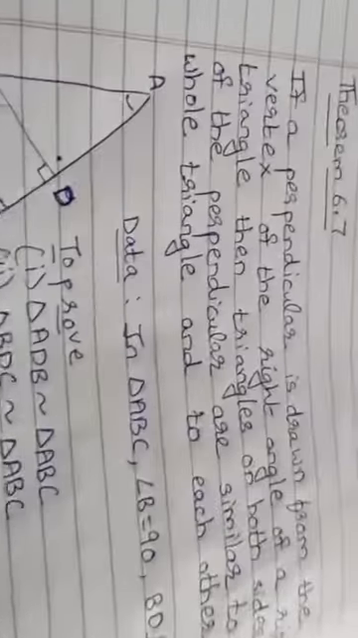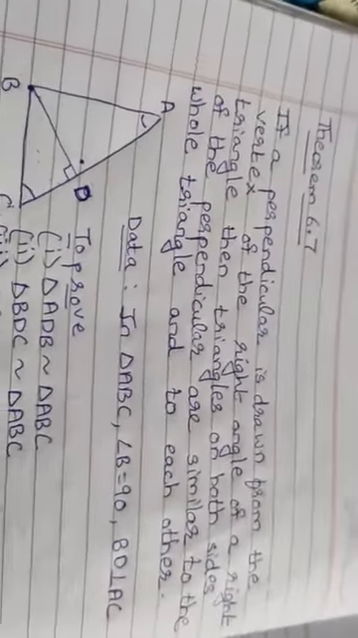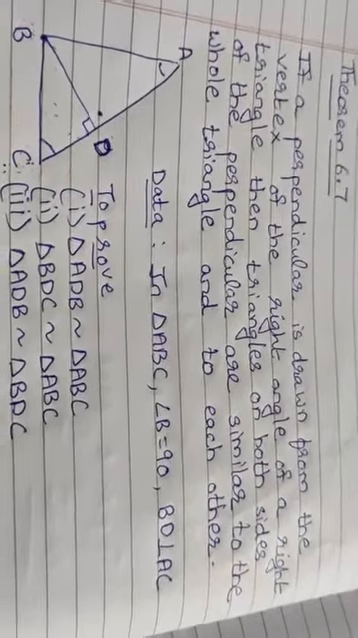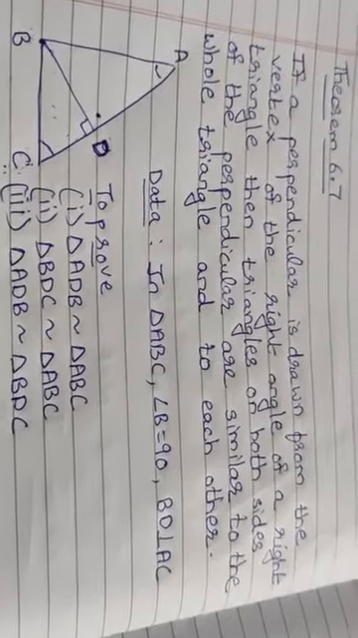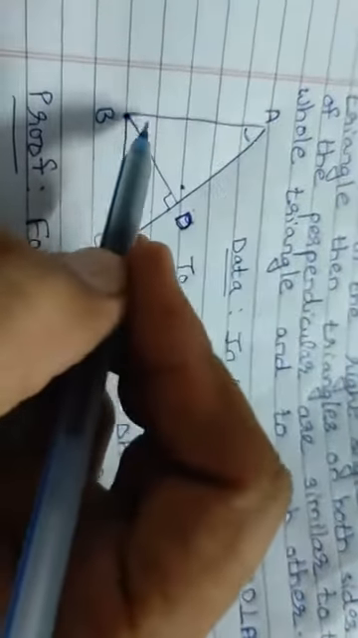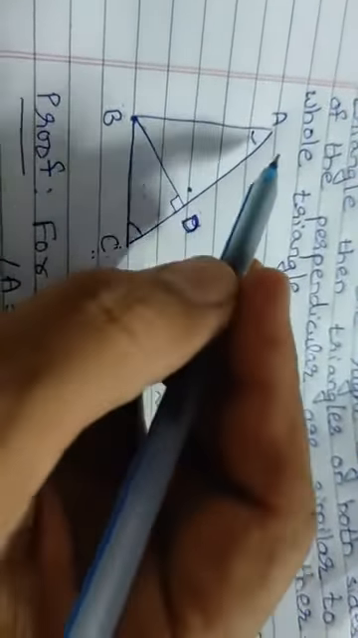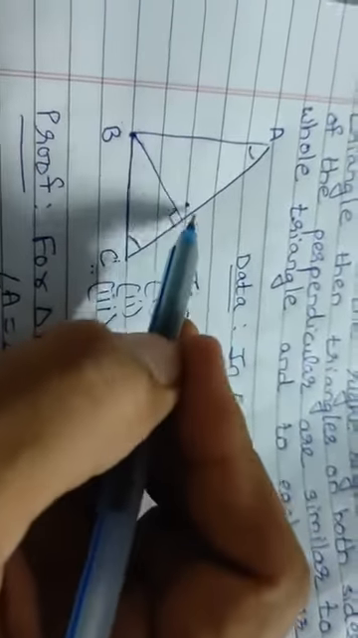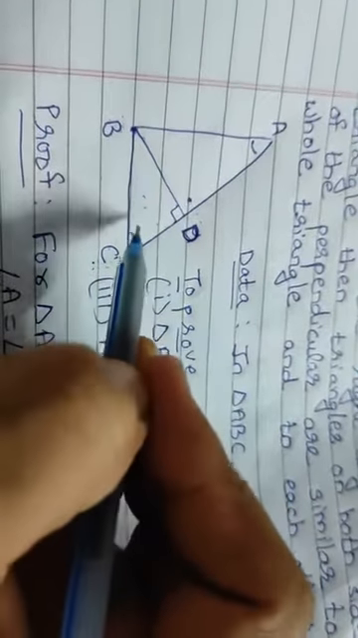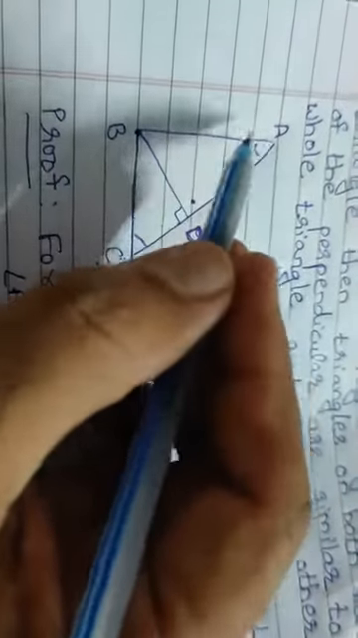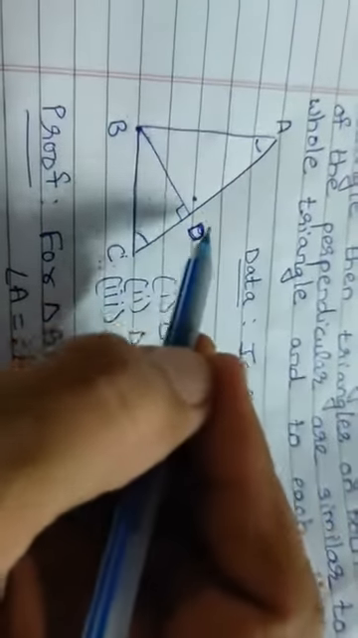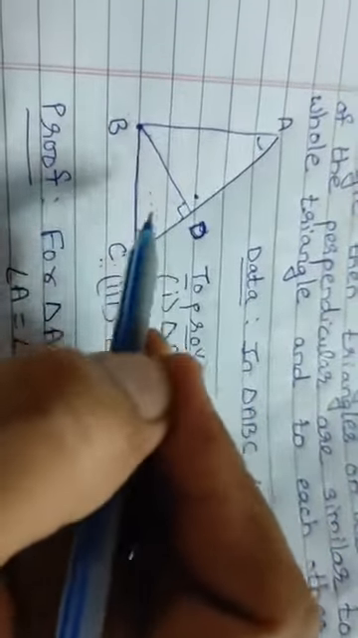Students, here we complete theorem 6.7. Once again I repeat, this theorem is going to be very, very useful to solve the sums and proofs of exercise 6.5. And at the same time, this theorem is very important to prove the Pythagoras theorem. Repeat. Perpendicular. Once you make the perpendicular, then the triangle above the perpendicular, ADB, is similar to the whole triangle, that is ABC. The triangle below the perpendicular, BDC, is also similar to the whole triangle, and also these two triangles are similar to each other, meaning triangle ADB and triangle BDC are also similar to each other.